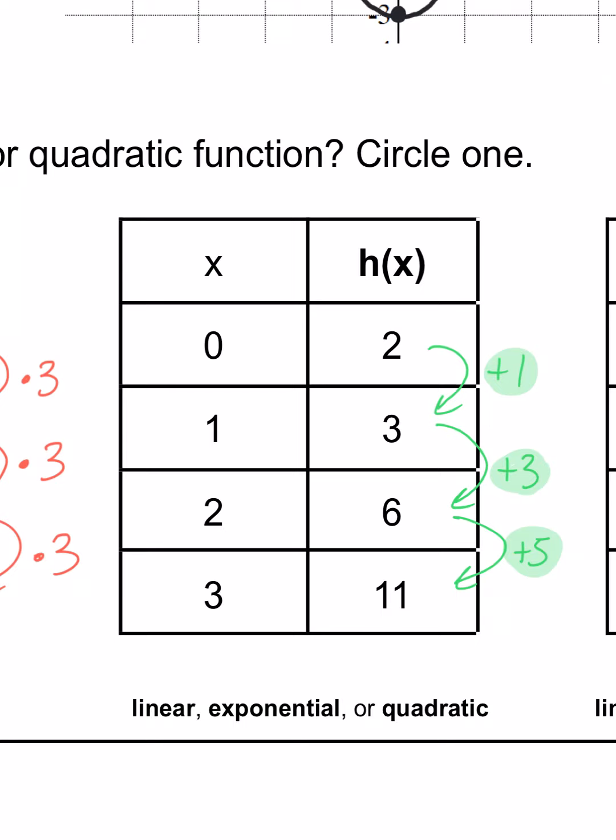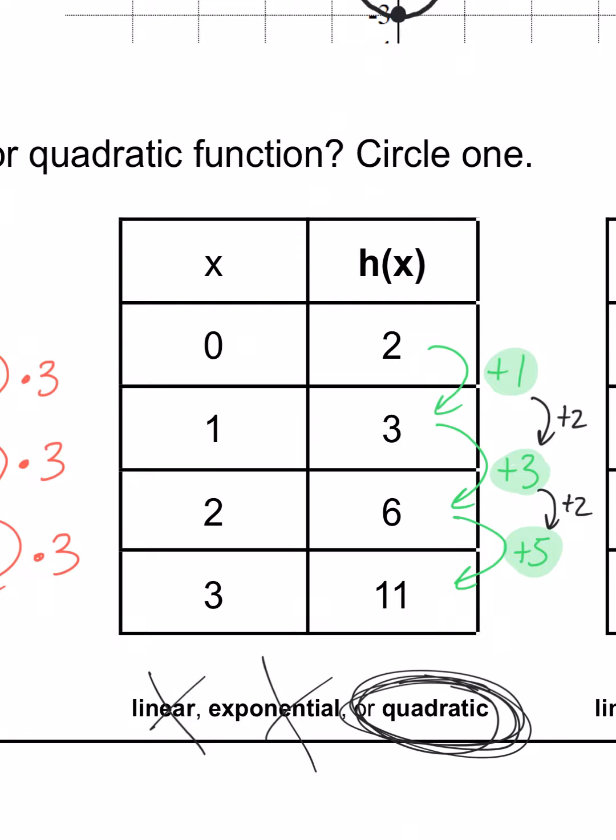So you could just do this. We know it can't be these two. It has to be quadratic. The reason why it's quadratic is because the second change is the same. We're adding by 2 each time we increase in a change. So this is quadratic for that very reason. This is what we're going to say is quadratic. It's not linear. It's not exponential. It has to be quadratic.